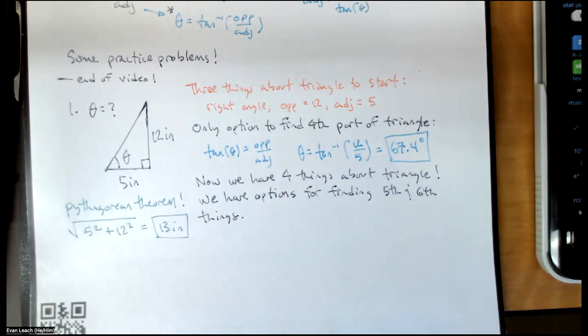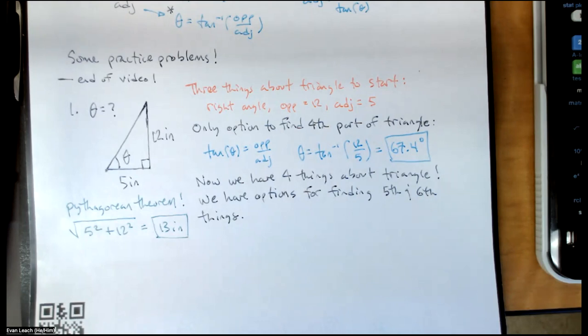Some of you are like, oh, yeah, of course I did. 13, 10 minutes ago. So this is probably the most likely thing that happens, is to use the Pythagorean theorem. Now we have the hypotenuse. That was problem number 2.